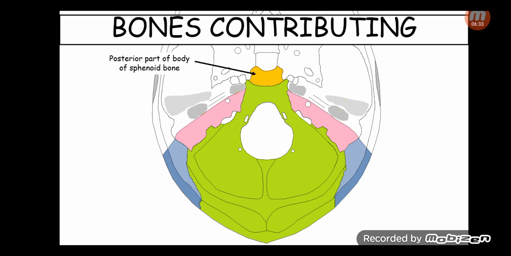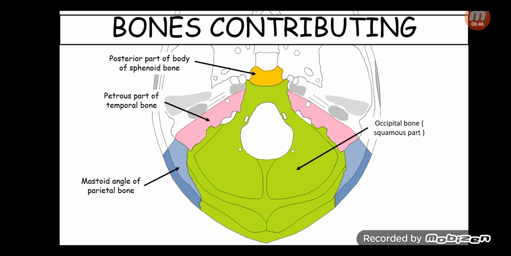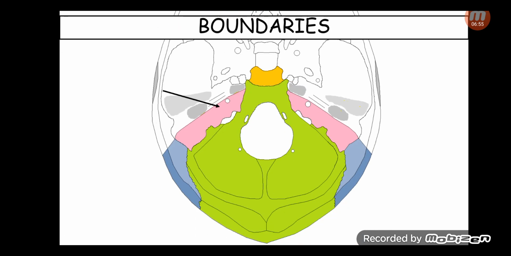Bones contributing to the posterior cranial fossa are the posterior part of the body of sphenoid bone. Petrous part of temporal bone also contributes to posterior cranial fossa. Then we have mastoid angle of parietal bone, and then we have occipital bone squamous part. These four bones contribute to the formation of posterior cranial fossa. Then we will talk about the boundaries.